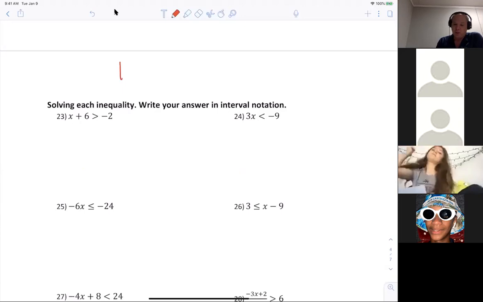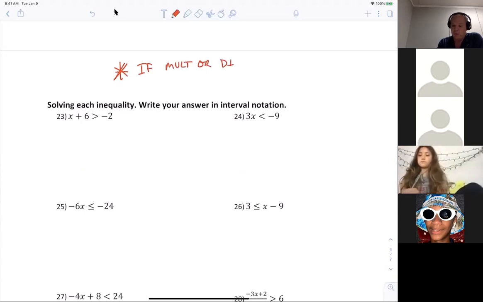The only thing you need to make a note to yourself is if you multiply or divide by a negative, you must change the inequality sign. All right, you must change the inequality sign. So that's just the only topic that you have to be careful with.